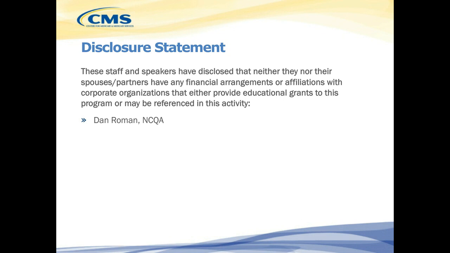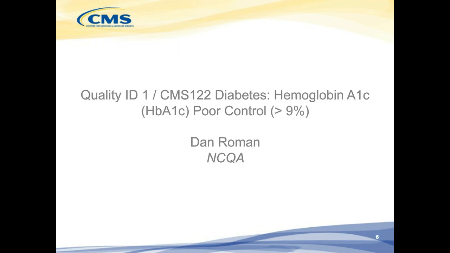And at this time, I will hand the presentation over to Dan Roman from NCQA to discuss CMS 122, the diabetes measure, hemoglobin A1c, poor control, greater than 9%. Dan, you have the floor.